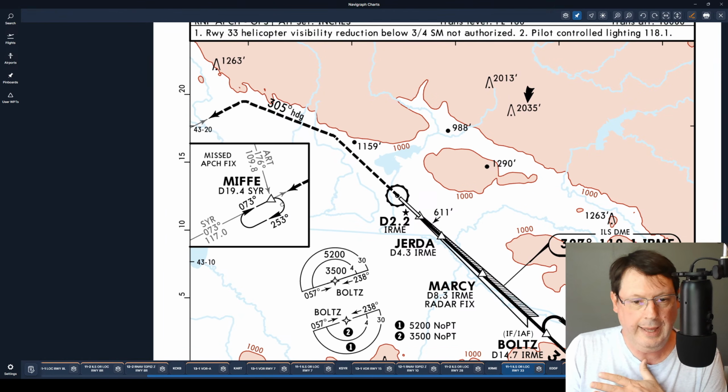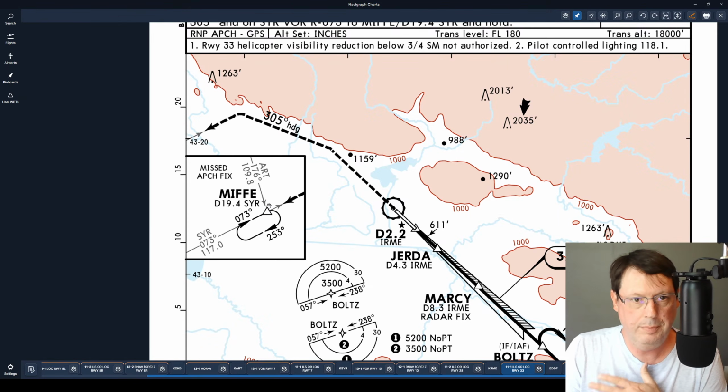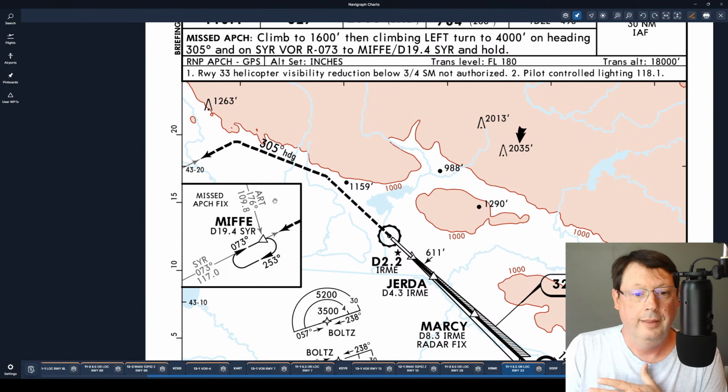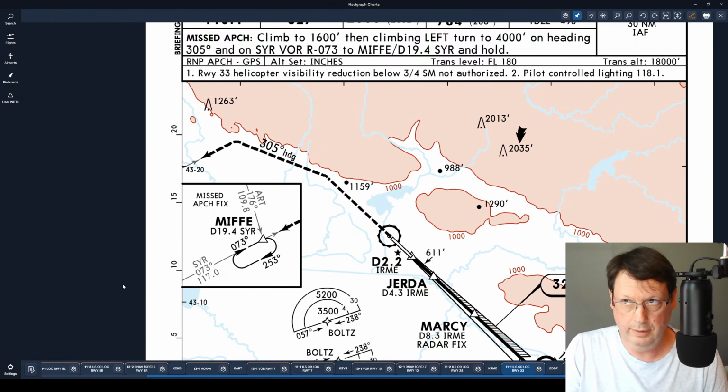So if you can't identify this waypoint with GPS, then you would have to do it using the VOR, which is kind of an old school way to do it. But you would fly on the Syracuse 073 degree radial. So you would actually be flying the opposite direction: 073 plus 180 degrees is 253. You'd be flying 253 degrees until you hit 19.4 nautical miles from the Syracuse VOR, and then you would go into a holding pattern. We'll talk about holding patterns later.